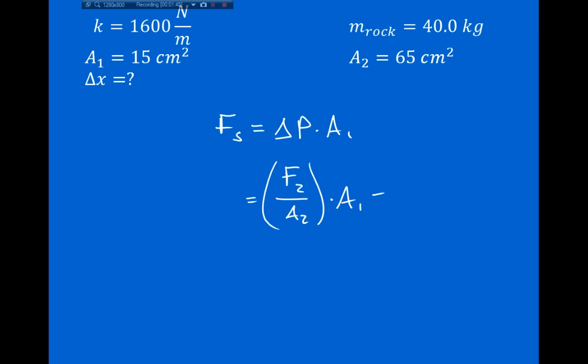And the force that's exerted on plunger 2, remember this is the force that's caused by the weight of the rock. So this is equal to the mass of the rock times g divided by the area of plunger 2.